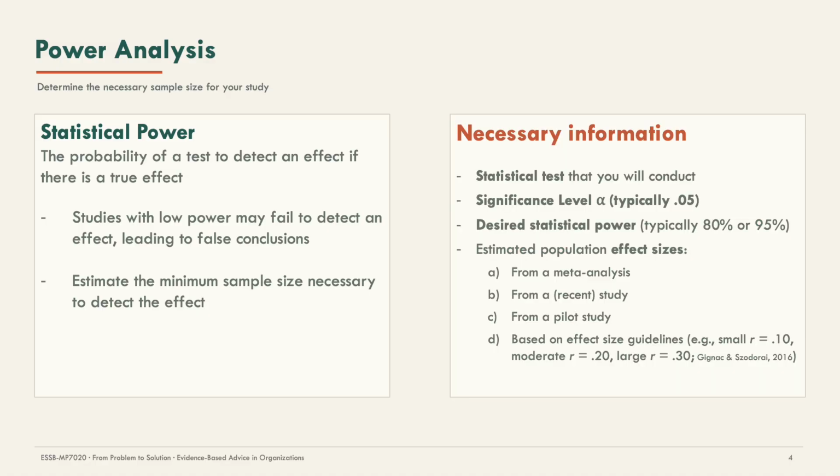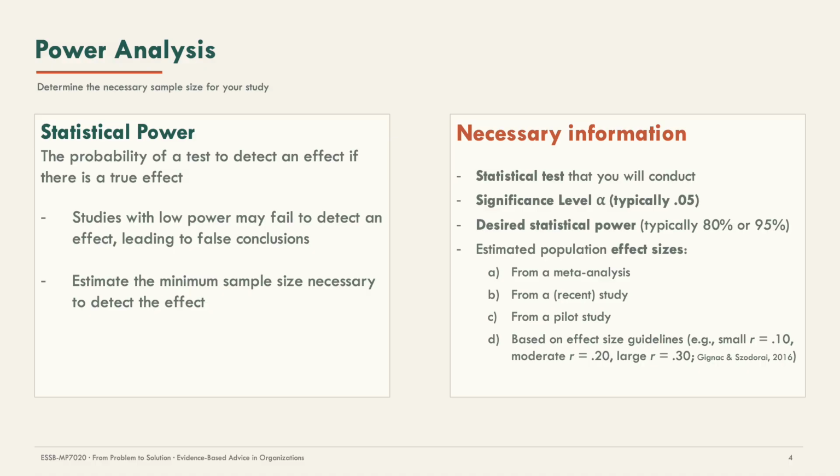Having illustrated what statistical power is and why it matters, we now need to ask, what information do we need to conduct a power analysis? First, we need to know which statistical test we will use. For example, a correlation, regression, mediation, or moderation analysis. Second, we need to choose a significance level. In most cases, we use the conventional alpha of 0.05. Third, we need to decide on the desired level of statistical power. Common choices are 80% or 95%, depending on how likely we want the study to be to detect the expected effect if it actually exists.